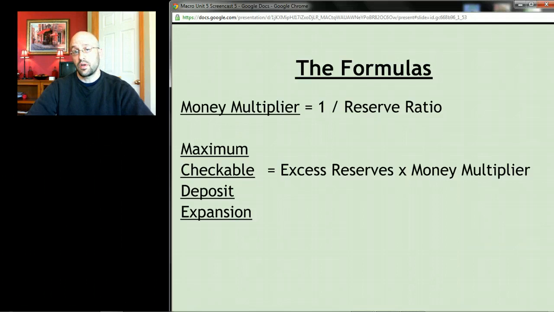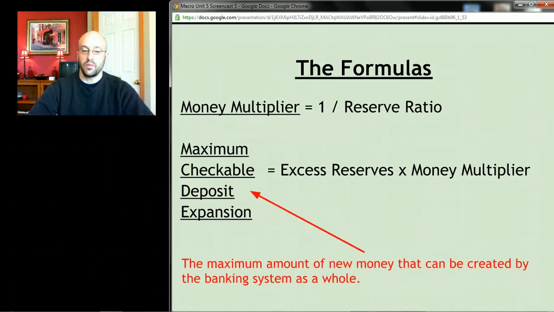So the first formula is for what's called the money multiplier. And it is the multiplier we're going to use to figure out how much new money gets created. The formula for the money multiplier is 1 divided by the reserve ratio in decimal form. The maximum checkable deposit expansion, or another way of saying that, the maximum amount of new money that can be created, new loans that could be lent out, is equal to the excess reserves of that initial bank deposit times that money multiplier. Again, maximum checkable deposit expansion, think of that simply as the maximum amount of new money that can be created by the banking system as a whole, as that money gets lent out, redeposited, lent out, etc.